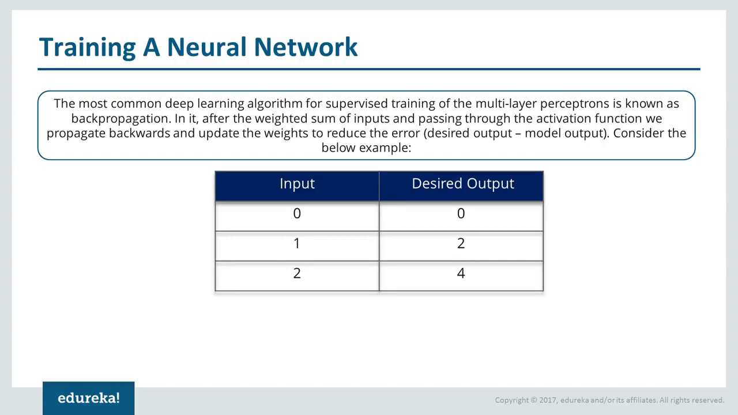All right. So there's an example in front of your screen. Don't be scared of the terms that I used. I'll actually explain with an example. So this is the example over here. We have 0, 1 and 2 as inputs and our desired output, or the output that we already know, is 0, 2 and 4.